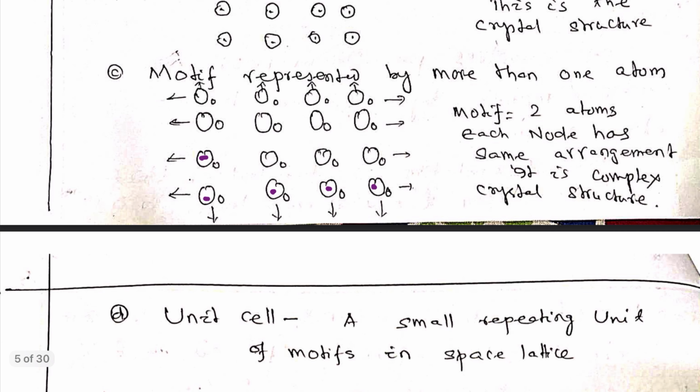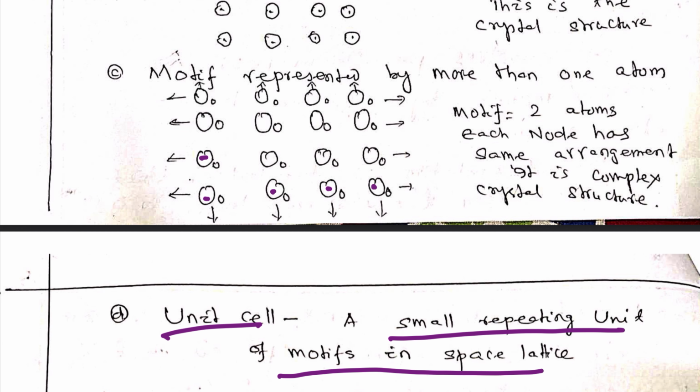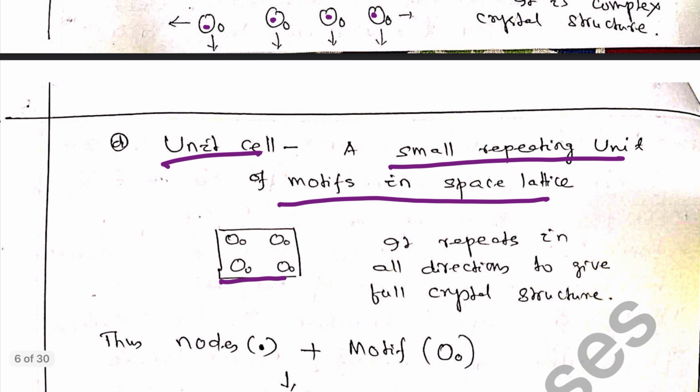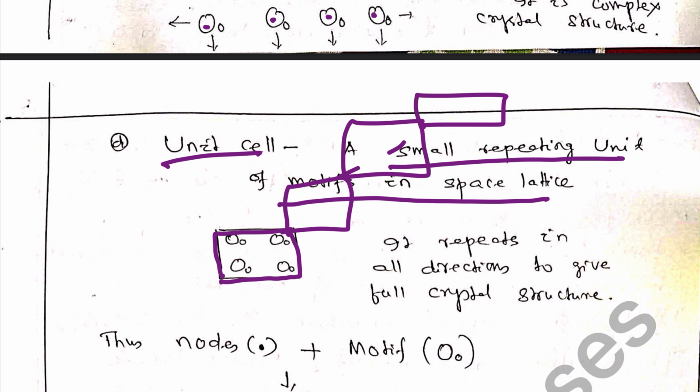So now let us see what a unit cell is. A small repeating unit of motifs in a space lattice is the unit cell. Let us say this is the unit cell, which contains 4 sites where 2 atoms are being repeated, and this is the smallest unit, and it can be repeated in this manner to give rise to the silicate structure.